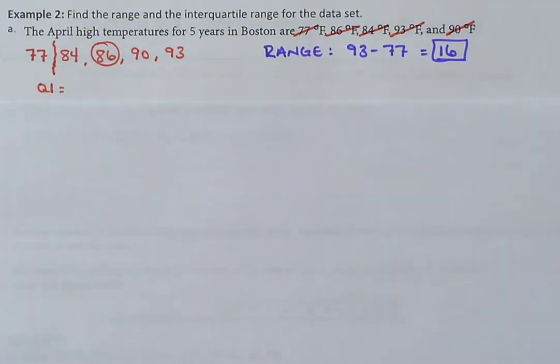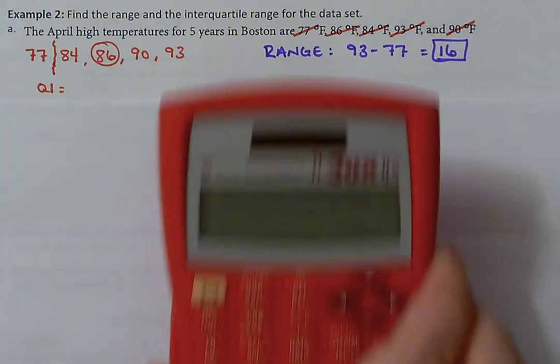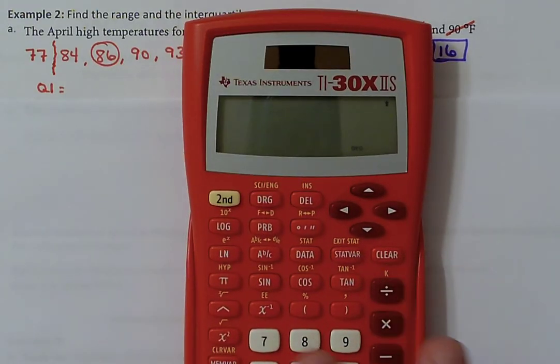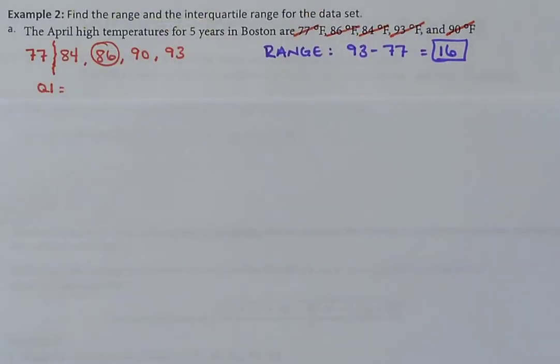To figure out what that first quartile is, in that middle point between 77 and 84, we're going to add 77 and 84 and then divide by 2. So 77 plus 84 divided by 2 is going to give us 80.5. Just double check. 77 plus 84 divided by 2. Yep, and we end up with 80.5.